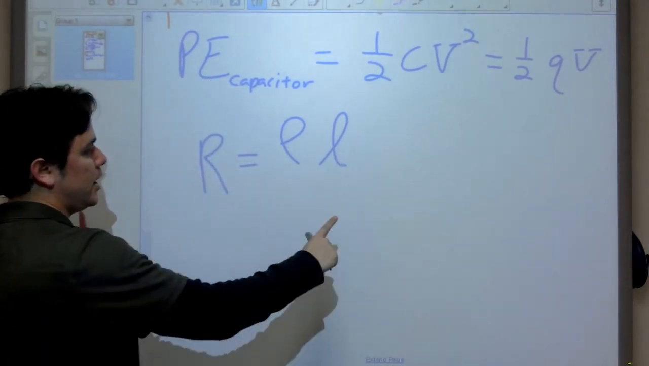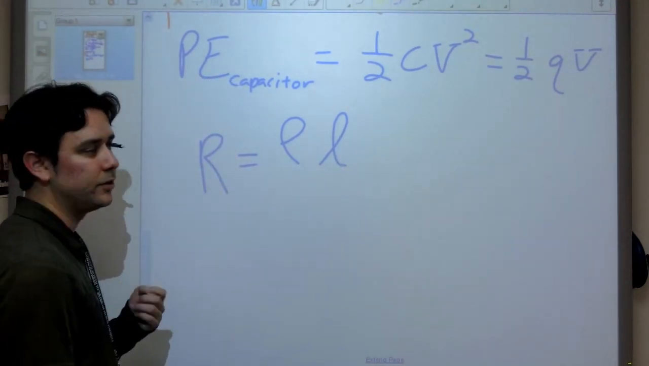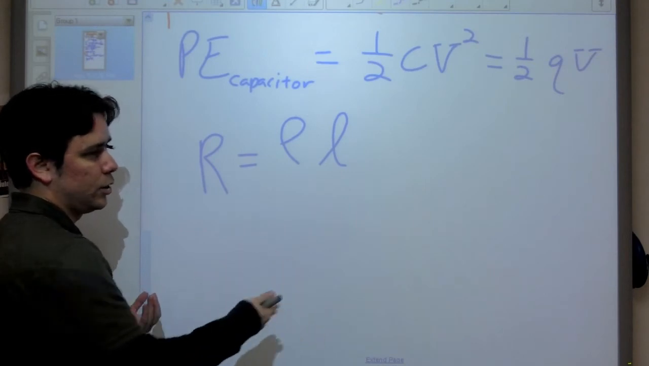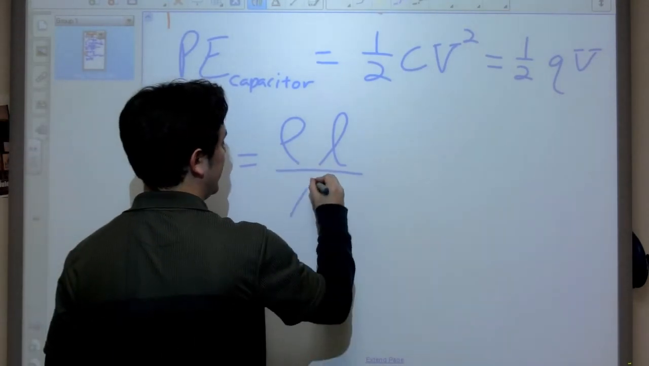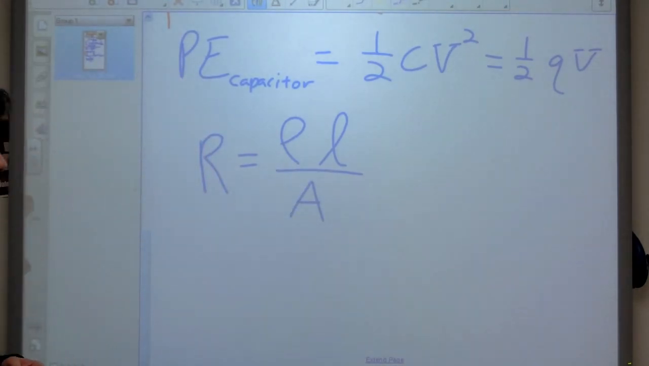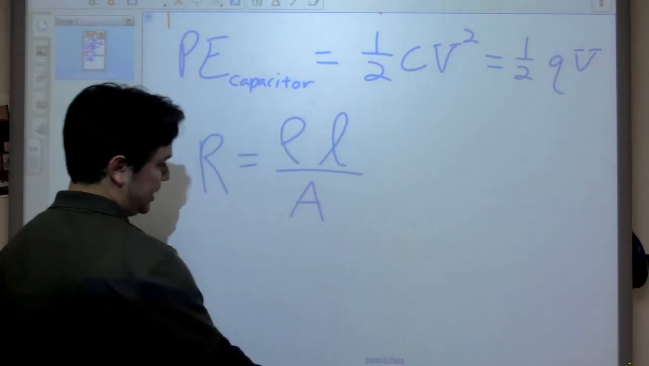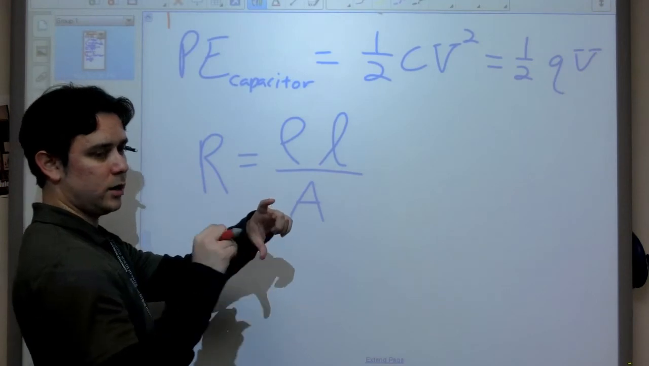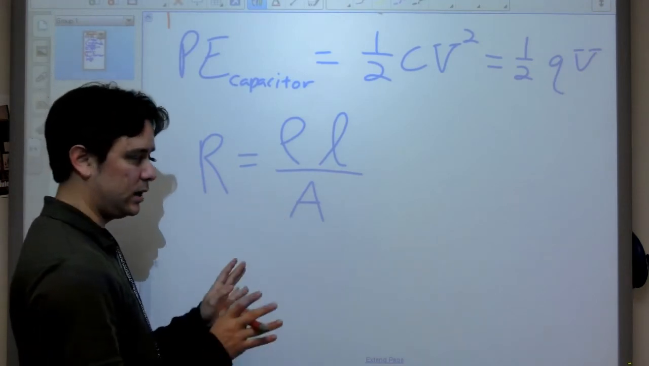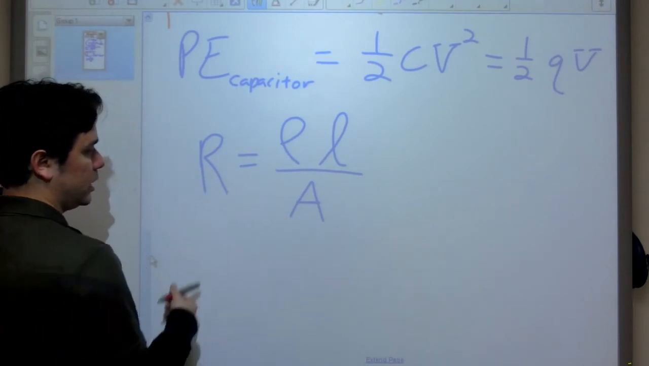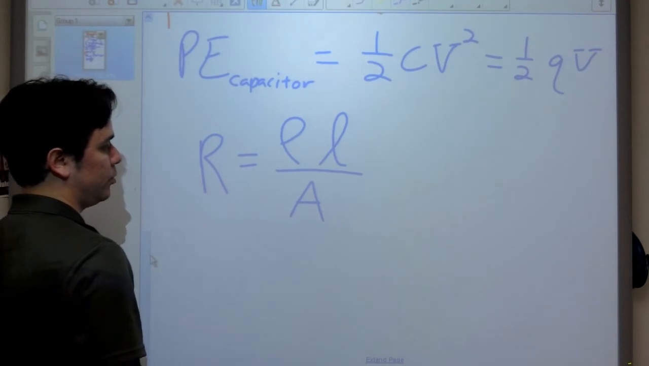The longer the wire, the more resistance it's going to have, because the current has to go through more and more of it, divided by the cross-sectional area of our wire. Basically, the thicker the wire, the more room the charge has to spread out, and it's happier. So it's got a lower resistance. That's a good way of remembering it.